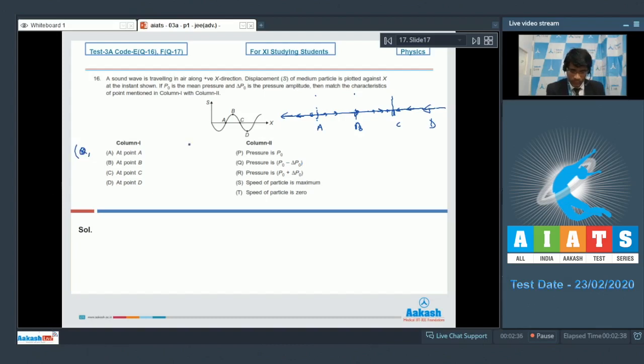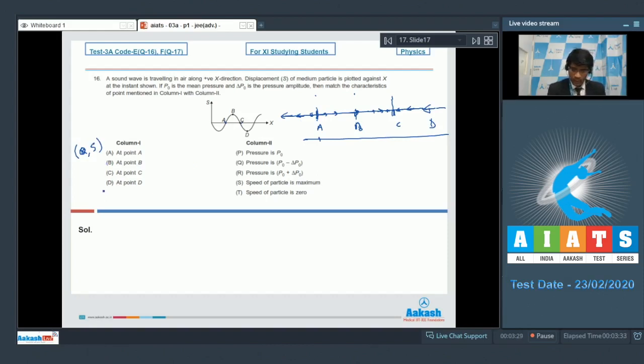The other part is, at point A the particles are at their mean position itself, so they shall have the maximum corresponding velocity at this point. So I would say the speed of particle is maximum at point A. The same argument will be given for the point C also. Remember this one. Okay, now let's proceed to option B here.